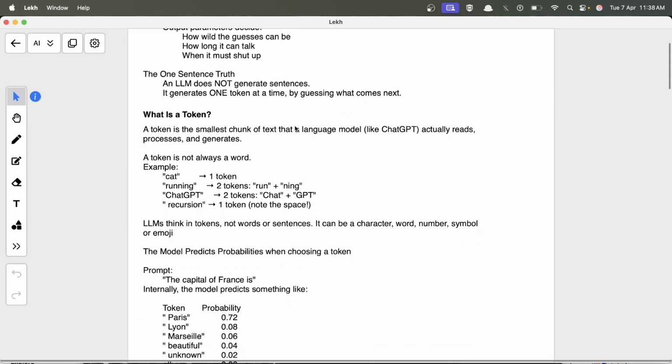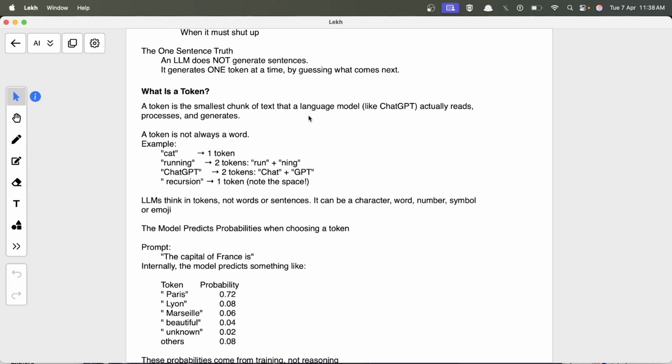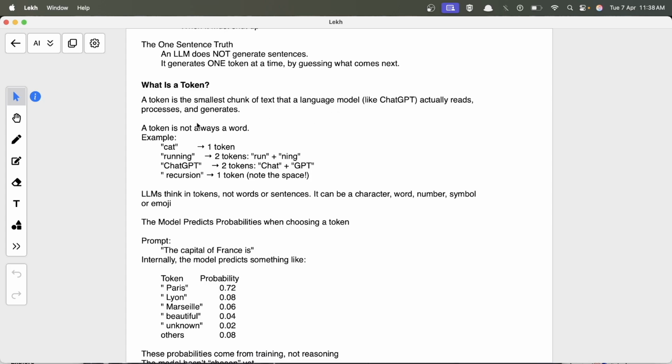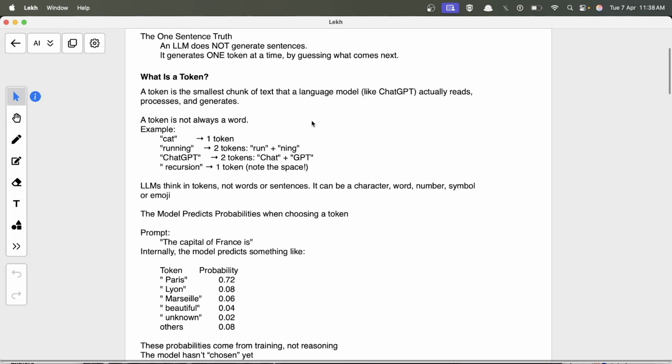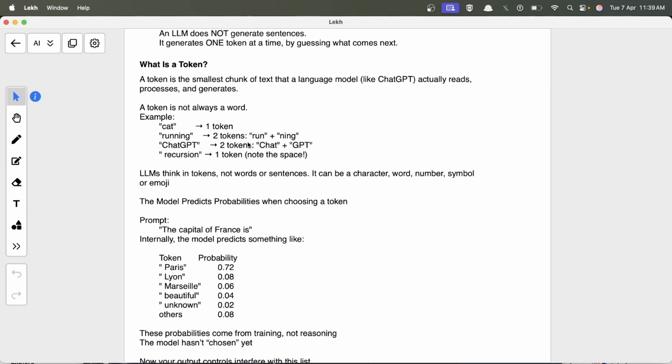As I explained tokens in my previous video, I'll do it again. A token is the smallest chunk of text that an LLM can actually read, process, and generate. A token can be a full word or a partial word. For example, a word can be divided into 2 or 3 tokens based on its length. Cat is a full word and can be a single token. But words like running, ChatGPT, recursion are lengthier, so they may or may not be broken into different tokens. For example, recursion might be a single token, but ChatGPT and running can be broken down into 2 different tokens.